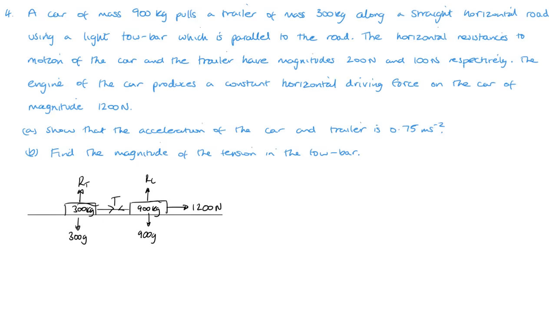Now we have resistances of magnitude 200 newtons and 100 newtons respectively. Right, so show that the acceleration of the car and trailer is 0.75.